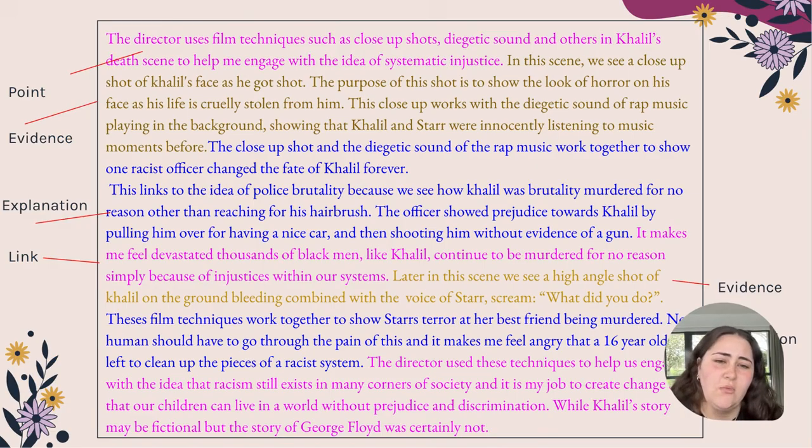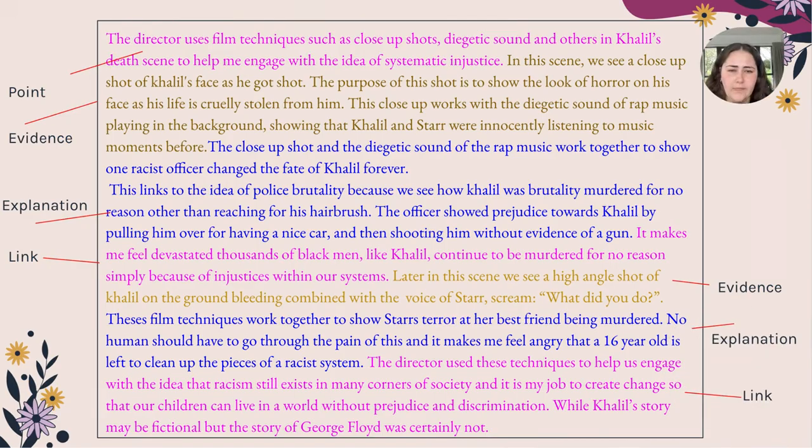Later in the scene, we see a high-angle shot of Khalil on the ground, bleeding, combined with the voice of Star screaming, "What did you do?" These film techniques work together to show Star's pain at her best friend being murdered. No human should have to go through the pain of this, and it makes me feel angry that a 16-year-old is left to clean up the pieces of a racist system.